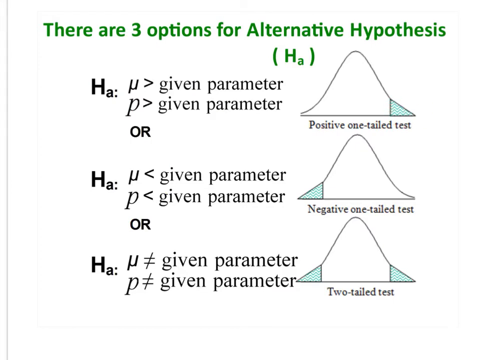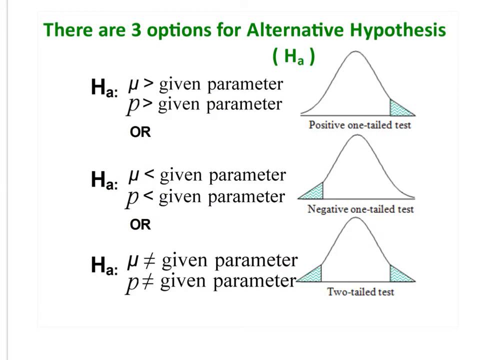Alternative hypothesis 2: we think that the true mean is less than the given one, or the true proportion is less than the given proportion. So we shade below, or it's a negative one-tailed test. The last option is if I just think it's different than. So if I think the true mean is different than the one they give me, or the proportion is different than the one they gave me, it's going to be called a two-tailed test, which is where I shade below and above the z-score, or the critical value that I find.